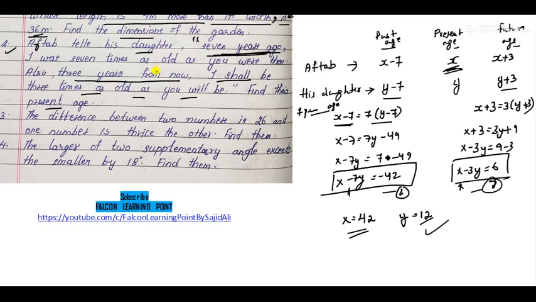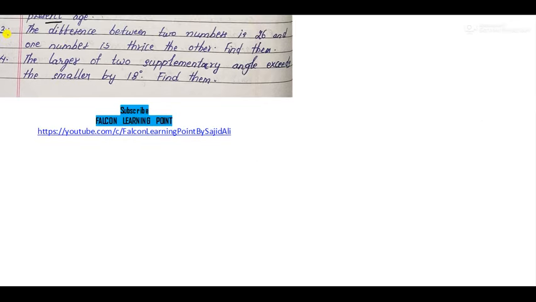Moving to the third question. The third question says that the difference between two numbers is 26 and one number is thrice the other. Find them. So there are two numbers. We'll take x and y as the two numbers. The difference of these two means x minus y is 26, and one number, let me take x, is 3 times the other. So these are the two equations they have given. You have to find the x and y values.